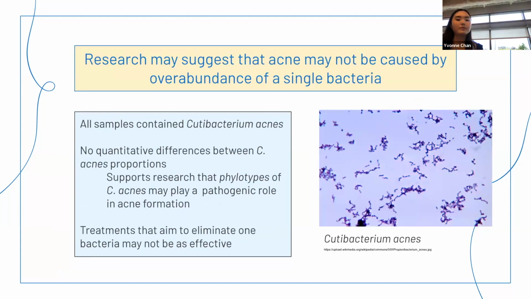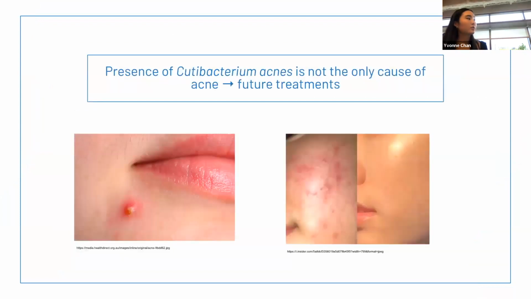So overall, my research may suggest that acne is not caused by an overabundance of a single bacteria. As we saw, all samples contained Cutibacterium acnes, and there was no quantitative difference between the C. acnes proportions. And therefore, treatments that aim to eliminate one type of bacteria may not be as effective. So through my research, one conclusion that I can make is that the presence of Cutibacterium acnes is not the only cause of acne, and future treatments should look at treating the entire skin microbiome as a whole, not only working to eliminate Cutibacterium acnes.